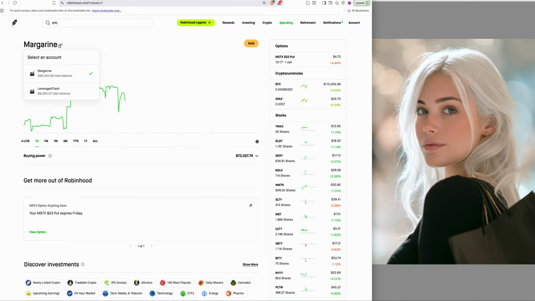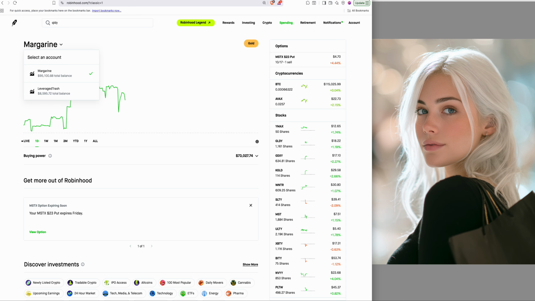But first, I re-nicknamed my margin account to margarine. So we have margarine, which is my margin account, and leverage trash, which is what I'm trying to transfer all of my stuff like ULTI and NVYY, PLTW, MSTY, and XBTY over there. That way, when my leverage stuff acts wild in whatever downturn, my margarine account won't get margin called.